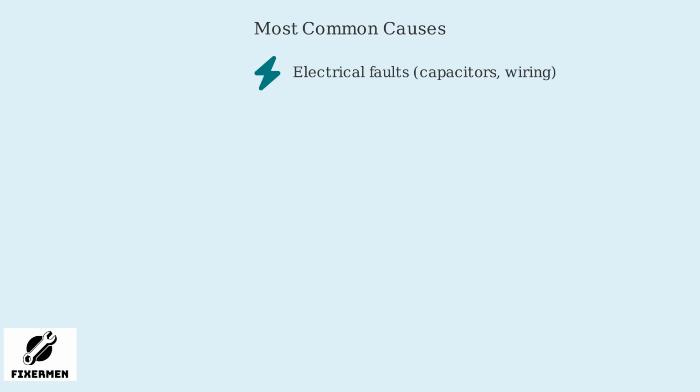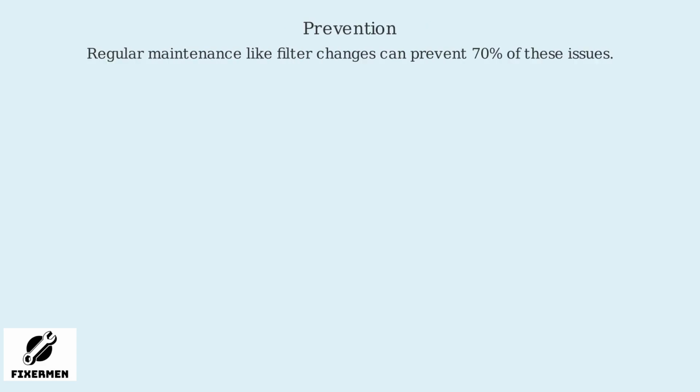Faulty capacitors, relays, or wiring can disable the compressor or evaporator fan. Sometimes thermostat wiring or calibration issues cause the fan to run without activating cooling mode. Regular maintenance, such as changing filters every 1 to 3 months, can prevent 70% of these issues.